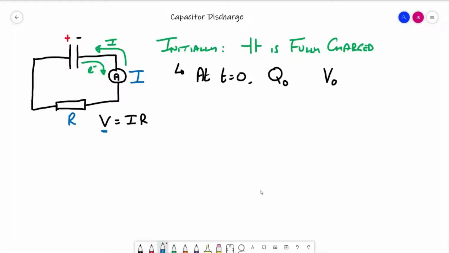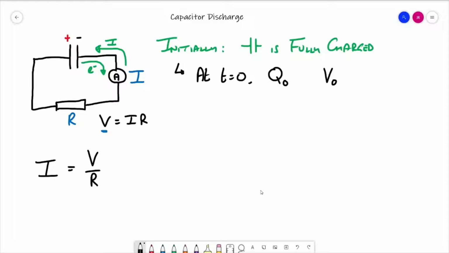Now, what I want to do is take Ohm's law, V equals IR, and rearrange that to make I, the current, the subject of the equation. Now obviously we can do that very easily. That's just I is equal to V over R.